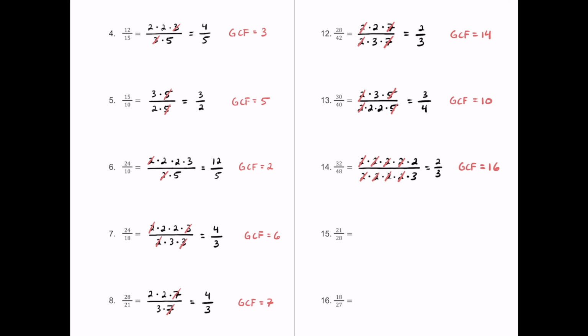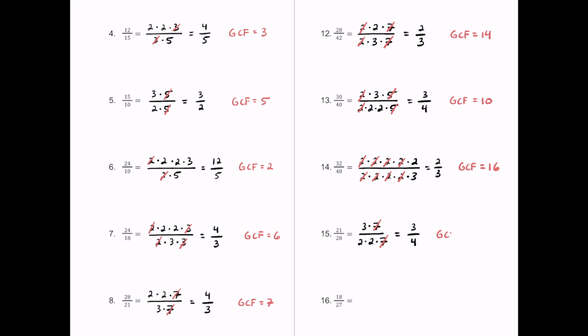For 15, we have 21 on top. That's going to be 3 times 7. And on the bottom, we have 28, which we've done a few times now. That's 2 times 2 times 7. Top and bottom both have a 7. Let's get rid of those. Then we're left with a 3 on top, and then 2 times 2 on the bottom is 4.